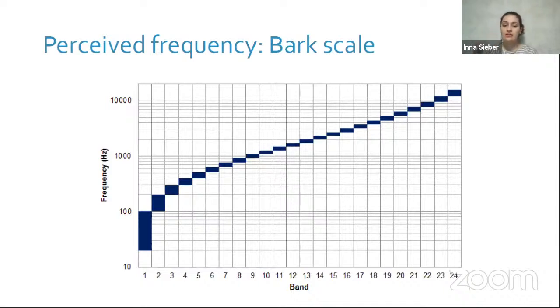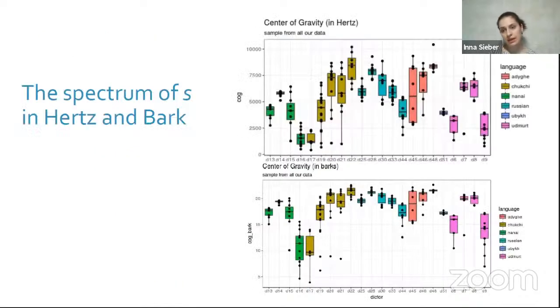The Bark scale is built on what is called critical bands. It is noticed that different frequencies are perceived in a different way. Some differences are distinguishable, and some are not distinguishable, and it depends on what frequency it is. Here I have two charts. Now I'm going to explain what we have on these pictures and how it is linked to this Hertz and Bark differences.